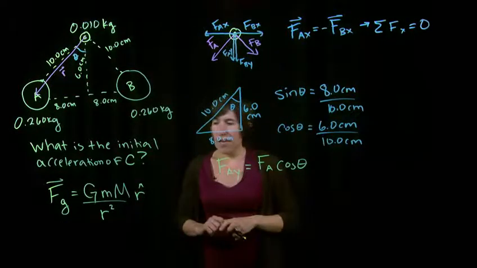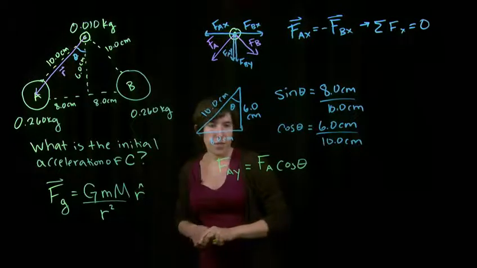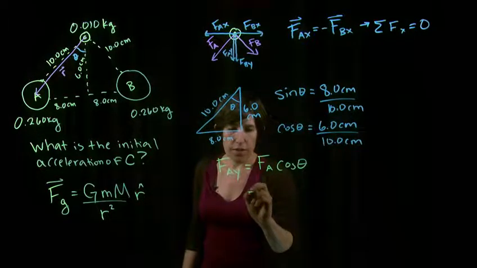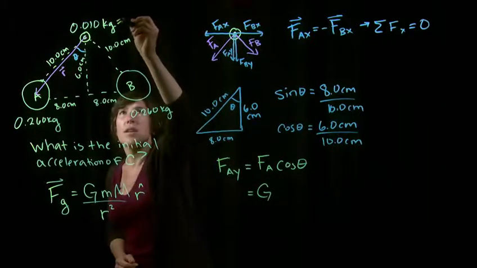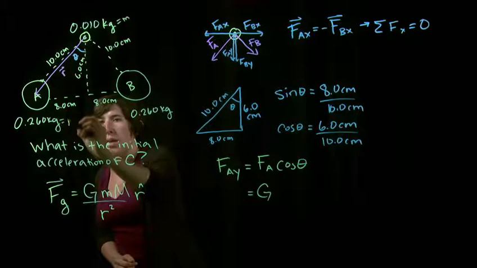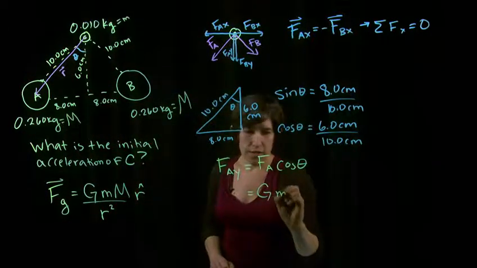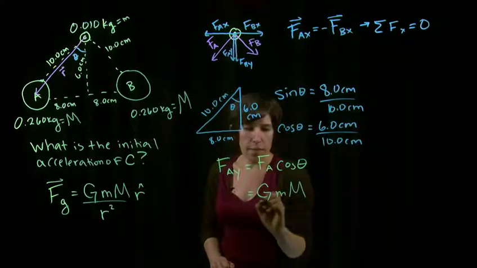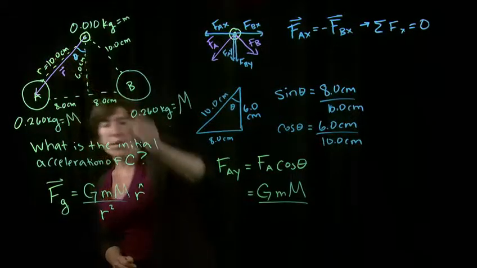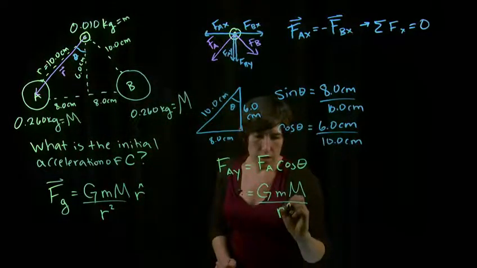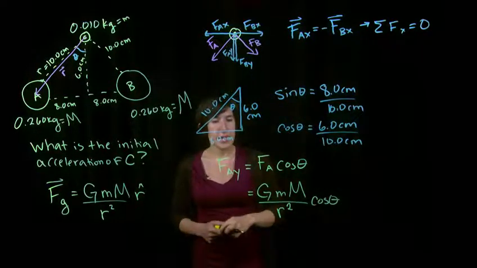But again, what is F_A? Here we just apply Newton's force of gravity. We have G, and we'll call this little m, and then both of these are the same value, big M. So F_A is G m M over, I'll call this 10 centimeters r, as I had before, r squared times cosine of theta. Again, I'm just writing the magnitude here.